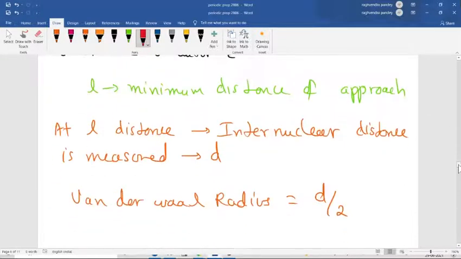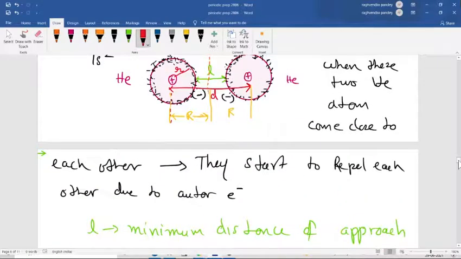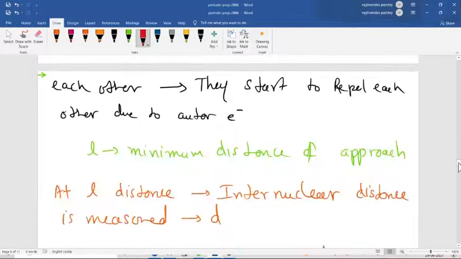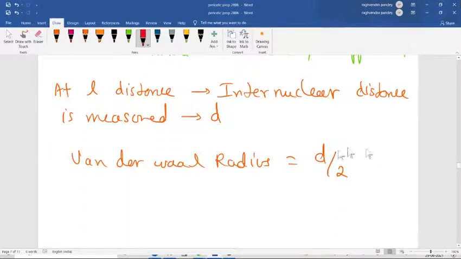For each and every gas, L will be different. No, no, it will be the same. That will always be there, but the L would be the same every time. Okay, so that is your van der Waals radius.